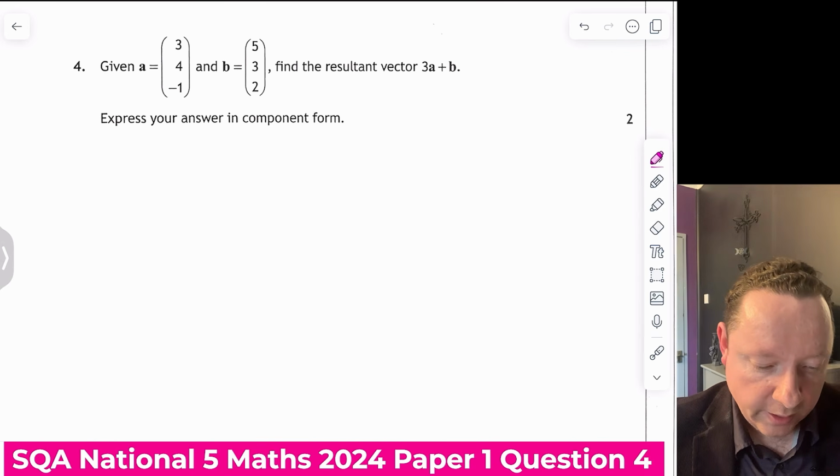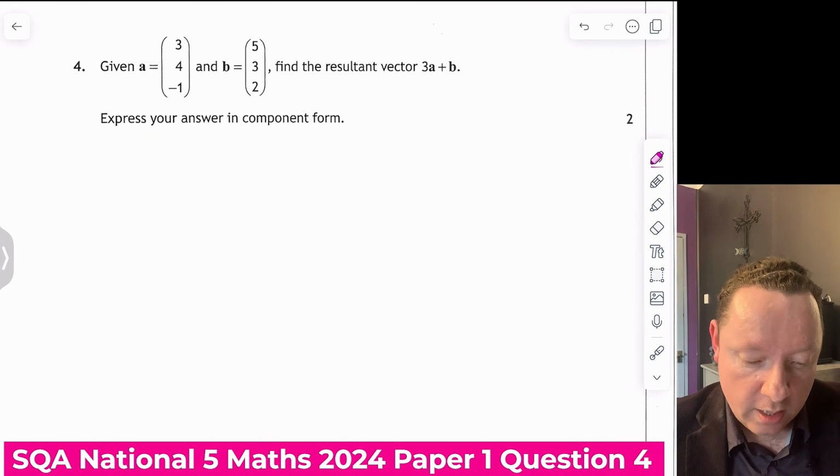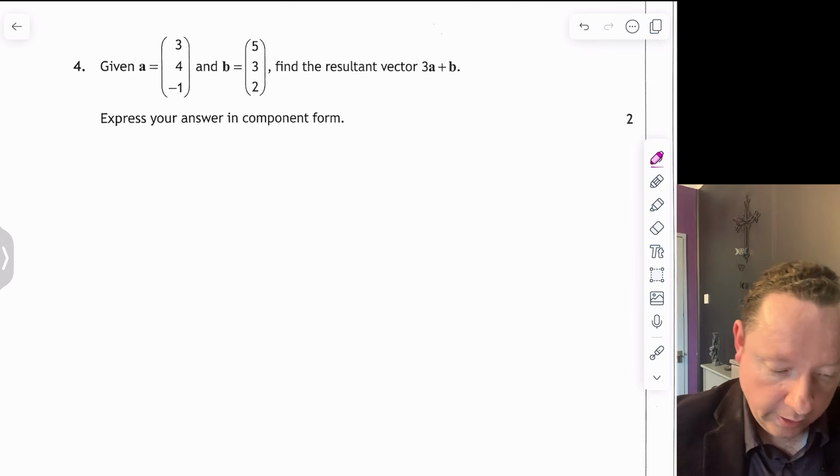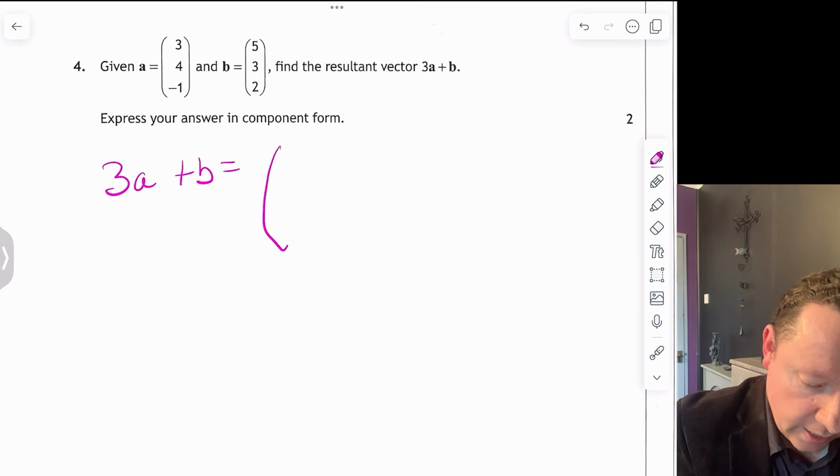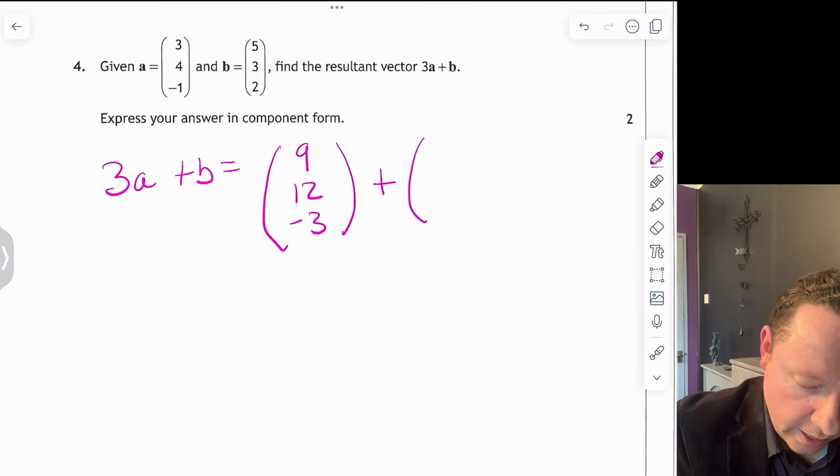SQA National 5 Maths 2024, Paper 1, Question 4. A is 3, 4, minus 1, B is 5, 3, 2. Find 3A plus B. So I need to times A by 3. 3 3s is 9. 3 4s is 12. 3 1s is 3, so it's minus 3. Plus B, which is 5, 3, 2.